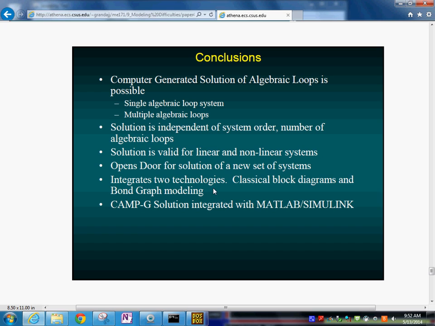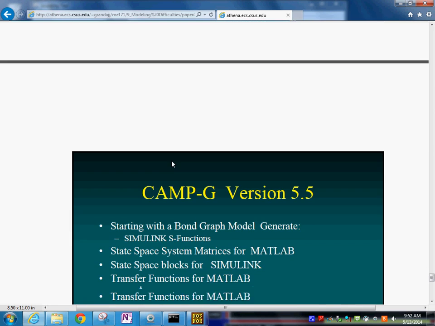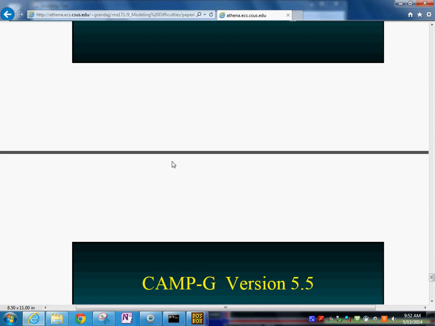It opens the door for the solution of a new set of systems and integrates both of these technologies, the classical block diagram and the bond graph models. And of course, the solution is integrated by using CAMP-G and MATLAB. Okay.